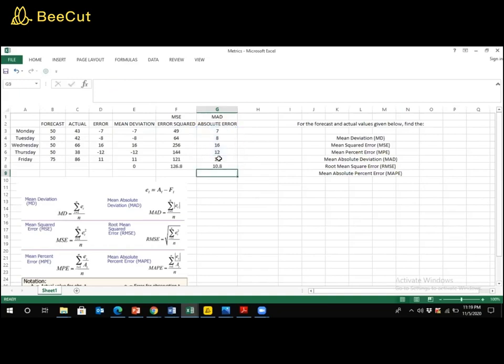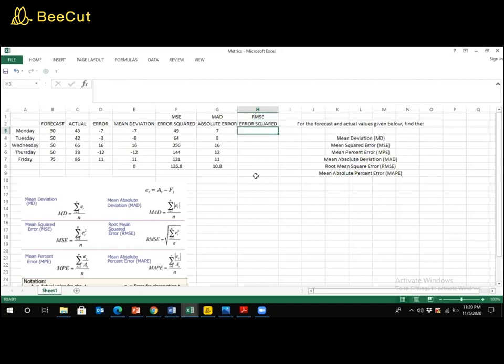Okay, next I'm going to calculate the RMSE, and this is just slightly more complicated because we have to take the square root of the summation of the error squared over n. So it's similar to the MSE, but just a little bit different.